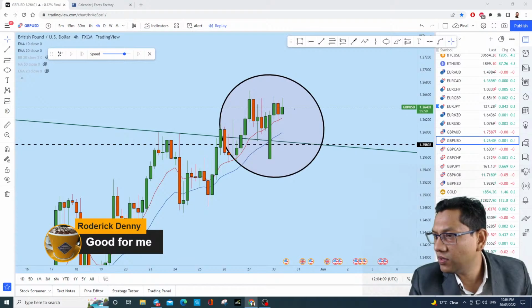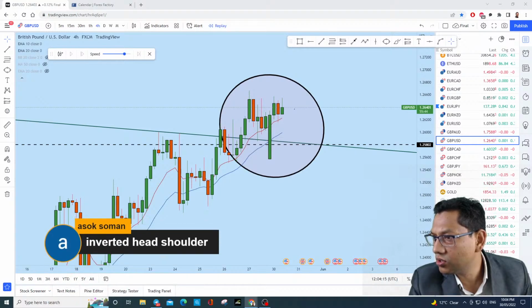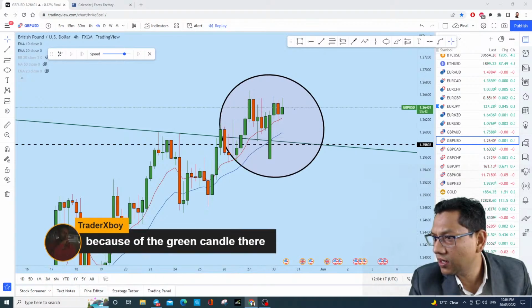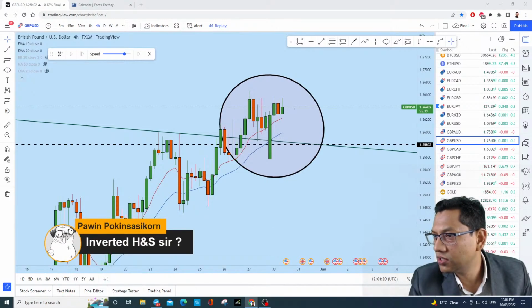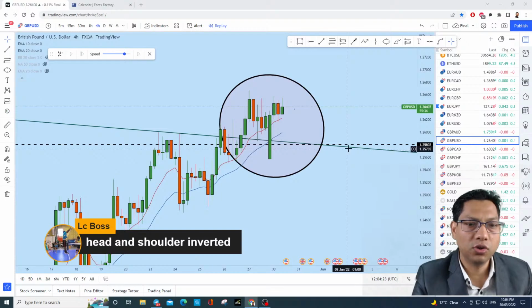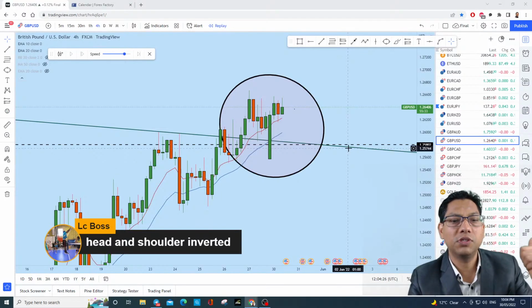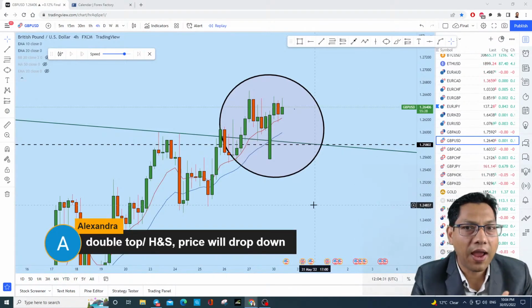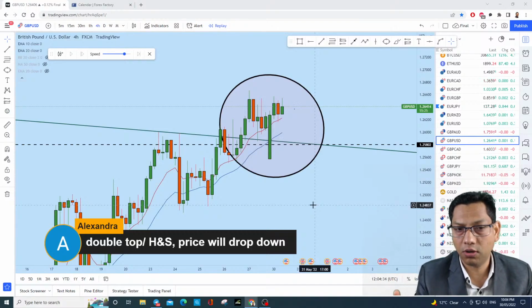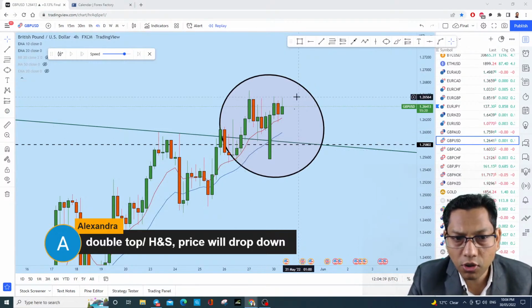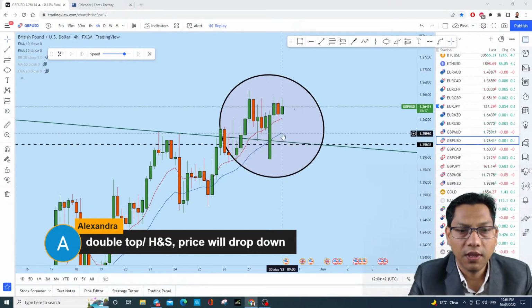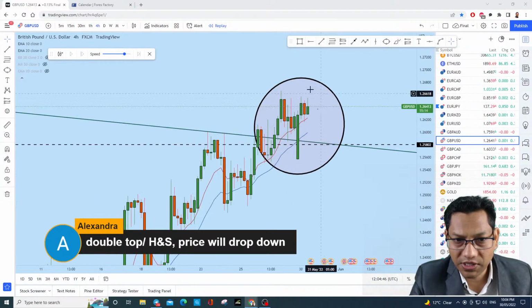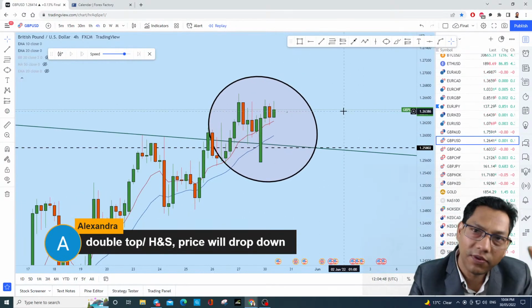So some say a double top, inverted head and shoulder. Asuk Suman, because of the green candle there. Pound inverted head and shoulder, sir. Okay, so some of you said double top, some of you said inverted head and shoulder. My thought is inverted head and shoulder. There is a double top also. Everything you will find everywhere, but the reason is this is basically creating an inverted head and shoulder. You see, everybody can recognize it.